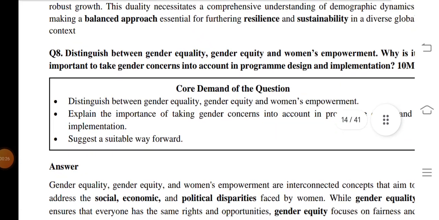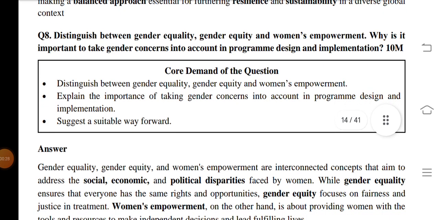Question number 8. Distinguish between gender equality, gender equity, and women empowerment. Why is it important to take gender concerns into account in program design and implementation? 10 minutes. Core demands of the question.